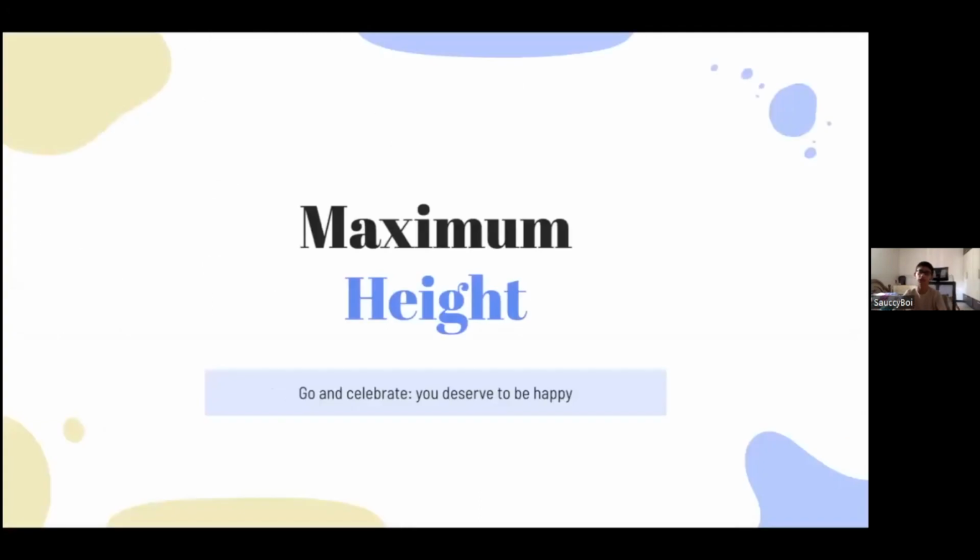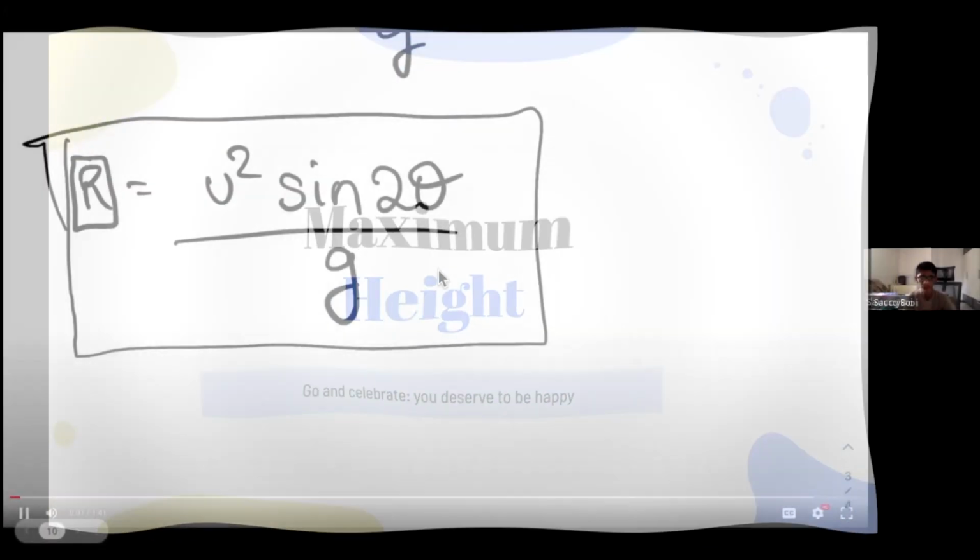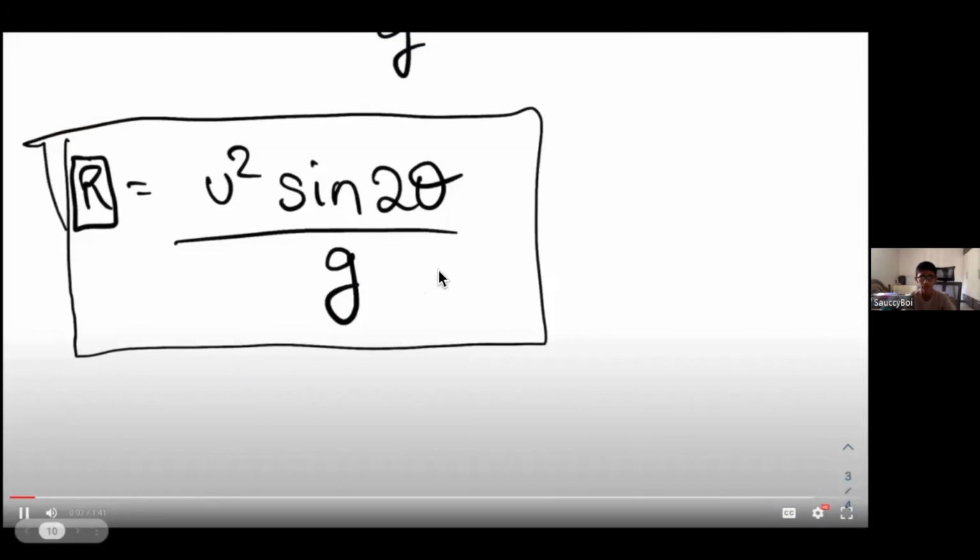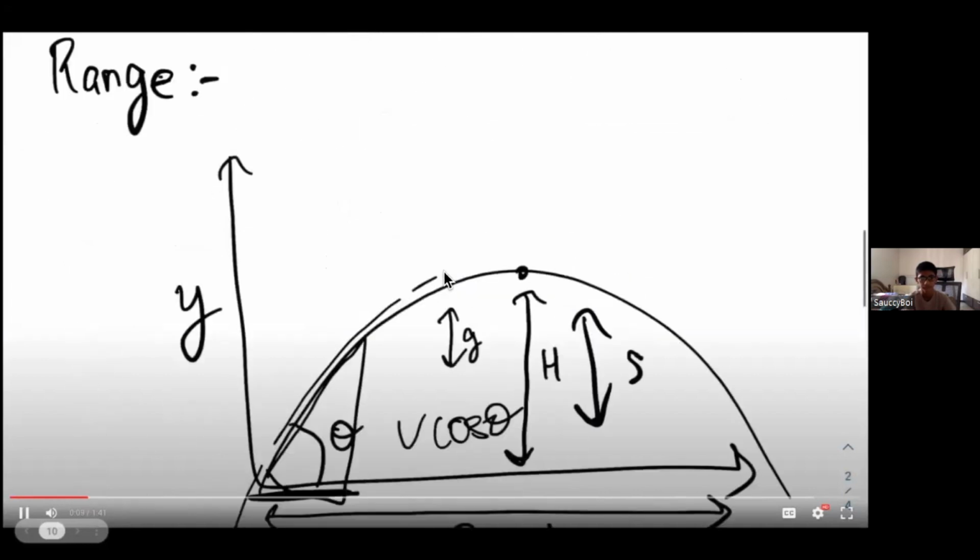Next, we'll be concerned with maximum height. Now we just covered the horizontal range, and now we're just gonna apply the same thing but vertically, and make a few observations along the way. As we just covered, R equals u squared sine 2 theta by g. R represents the horizontal component, and now we're interested in finding the vertical one.